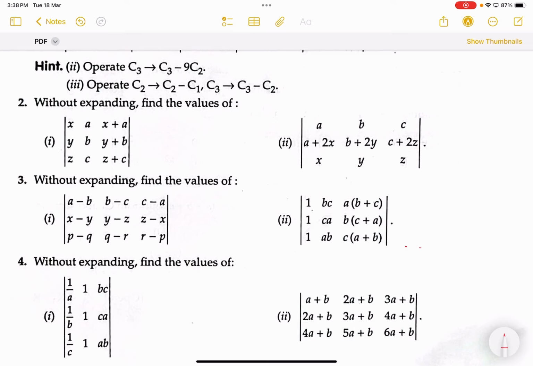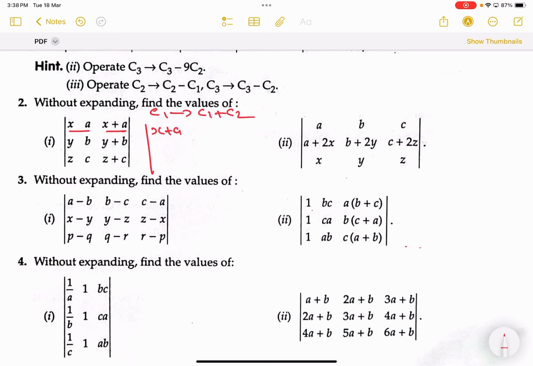Without expanding, find the value of this determinant. Look here. Find the value of the determinant, not x. So what can you do to simplify it? Already x plus a is there. If I am adding these two, I can get the identical elements, right? So if I add column 1 with column 2 and replace it in column 1.